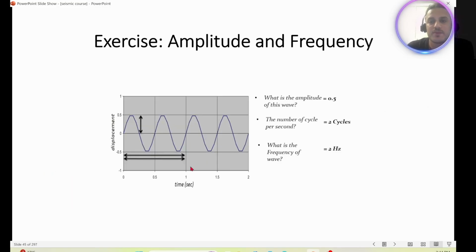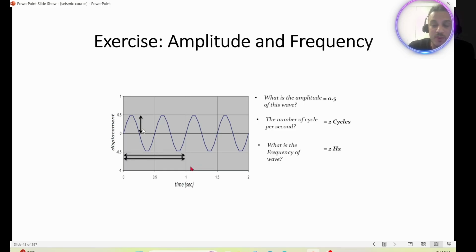So we have amplitude and frequency. These go from the rest point up to the crest, then back to the center point, then down to the trough, and then back to the center point. This is one cycle, and then up, down, the center. This is the second cycle. So here we have 2 cycles per 1 second. So the number of cycles is 2 cycles per second.